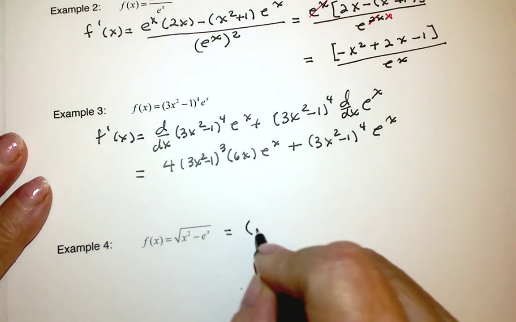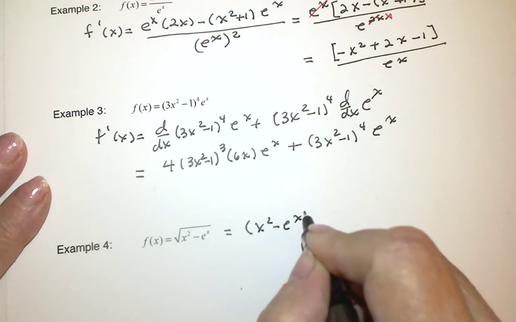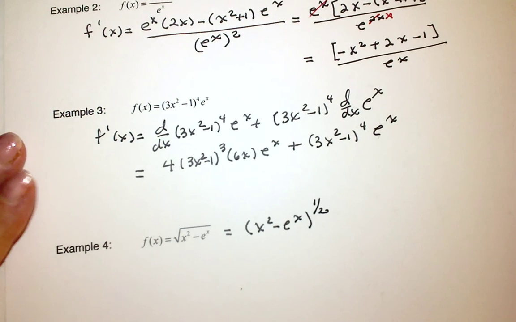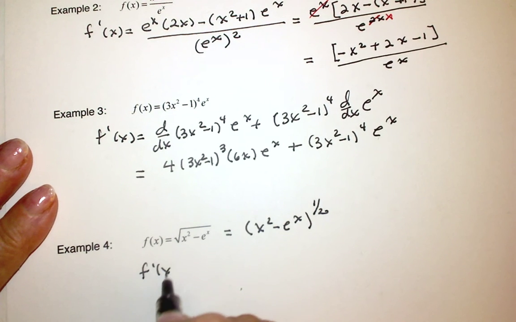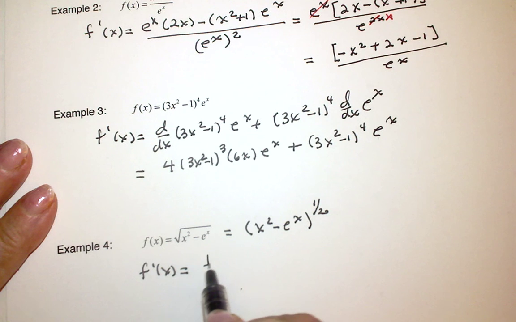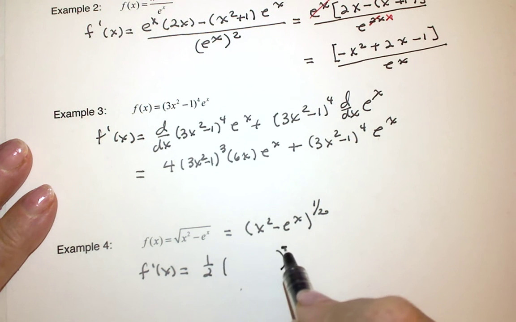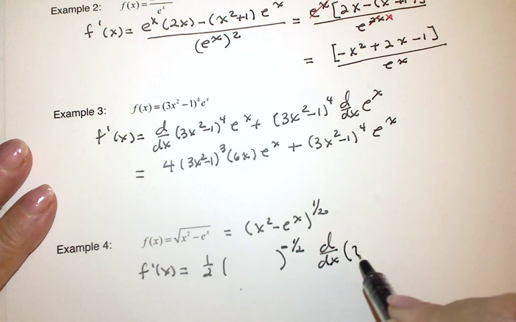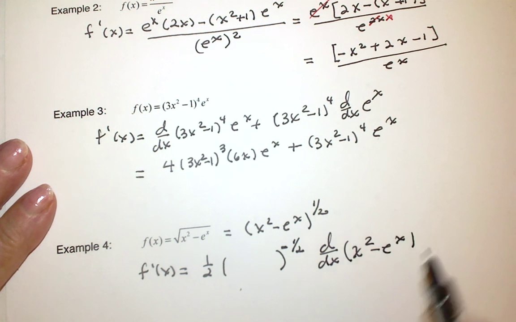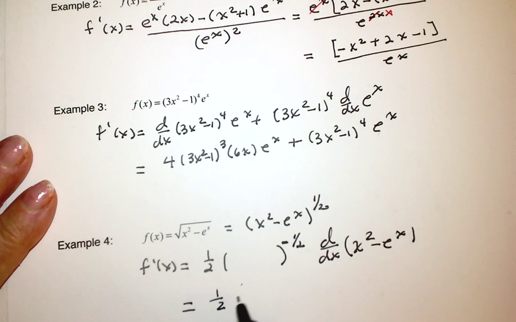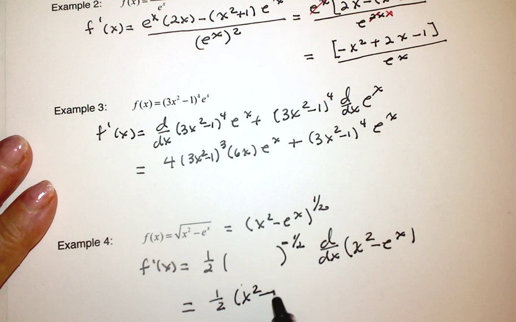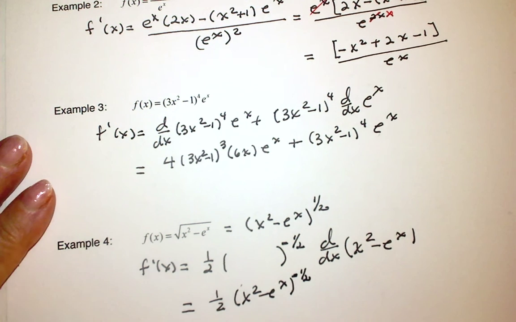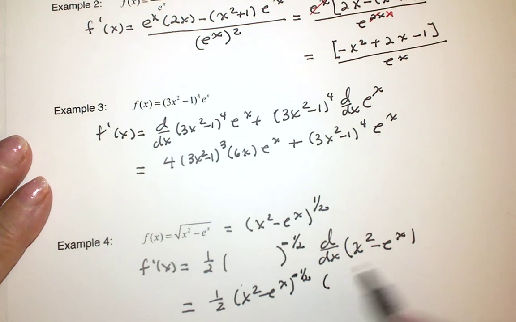Now this is the same as x squared minus e to the x to the 1/2 power, so that f prime of x equals 1/2 times the blob to the negative 1/2 times the derivative of the blob, which is 2x minus e to the x.